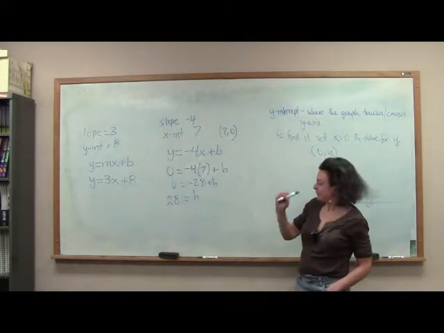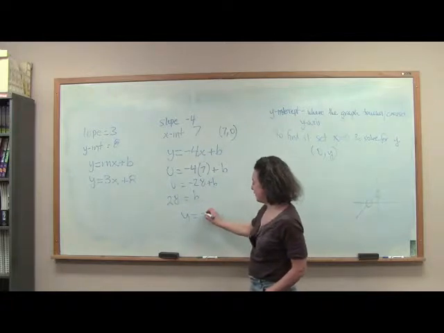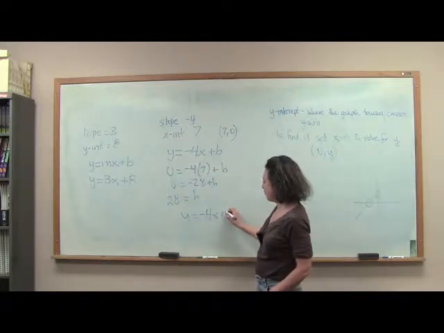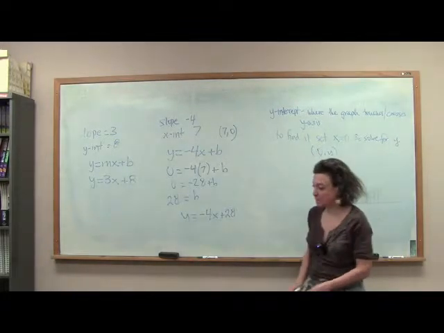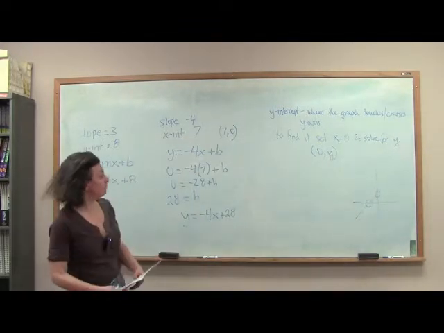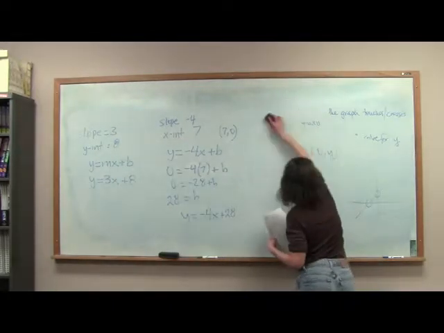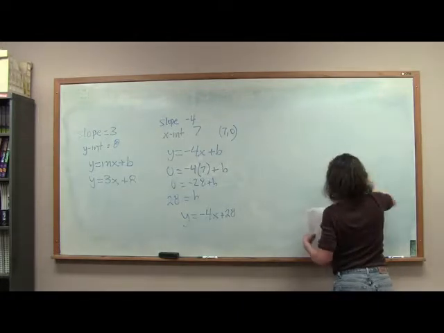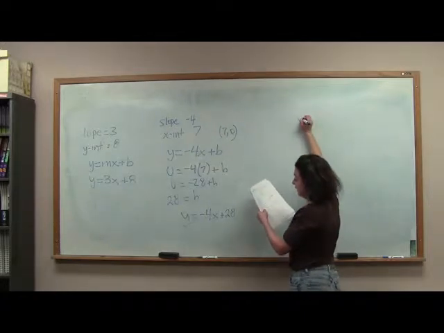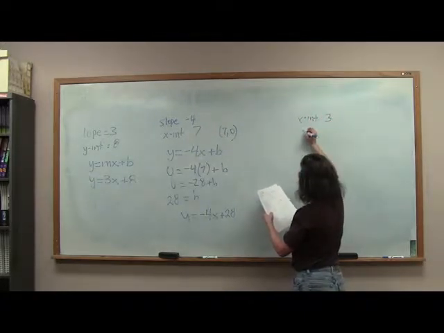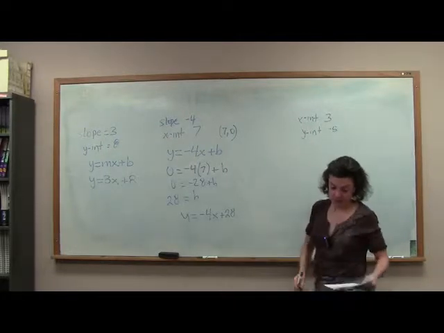I'm not done, okay? If you're asked to find the equation of a line, you actually have to write the line out. So we have y equals -4x plus 28. All right, now let's do this one. What if we want to find the equation of the line that has an x-intercept of 3 and a y-intercept of -5?